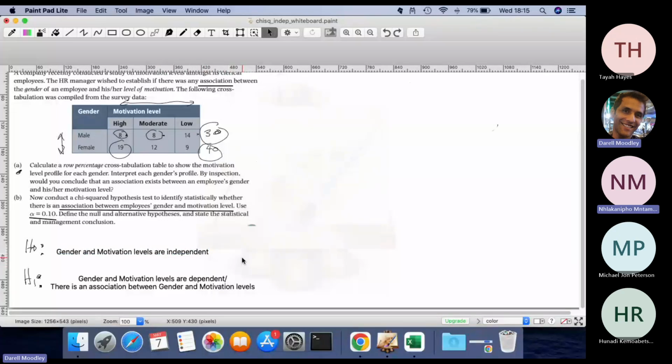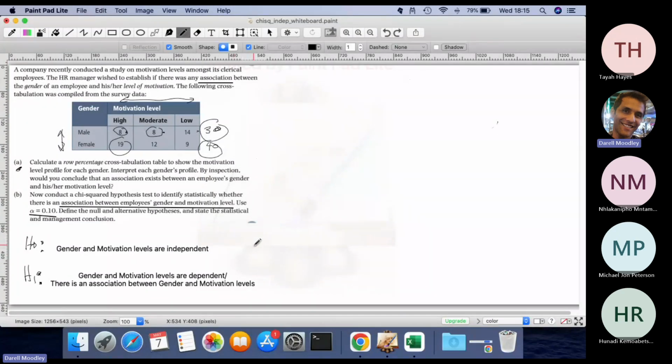All right, so that's just step one. And you don't need to say whether it's a one-tailed or two-tailed test, because the chi-square test is always a one-tailed test, always, right? So this is your step one done. Now we're going to move on to step two. Step two is find the rejection region, all right?